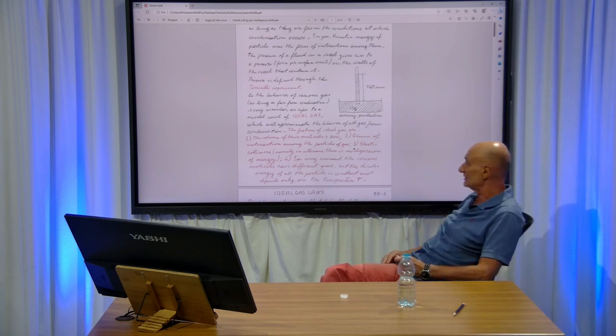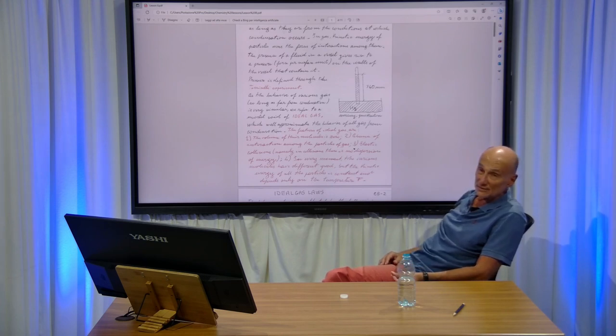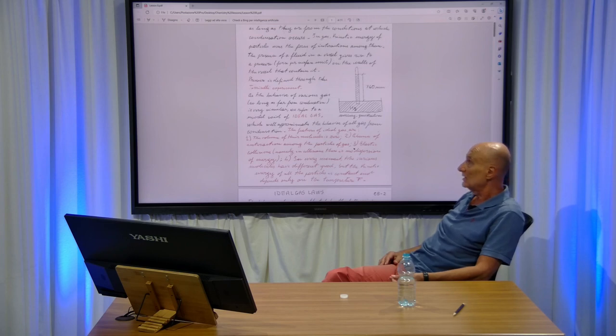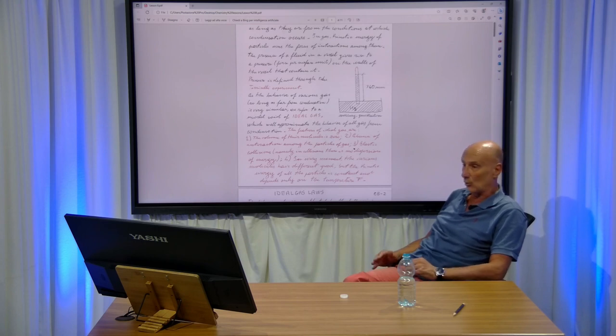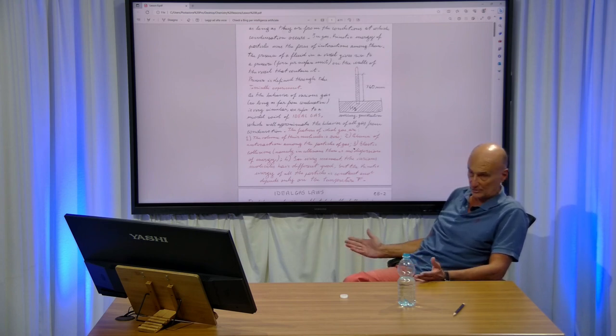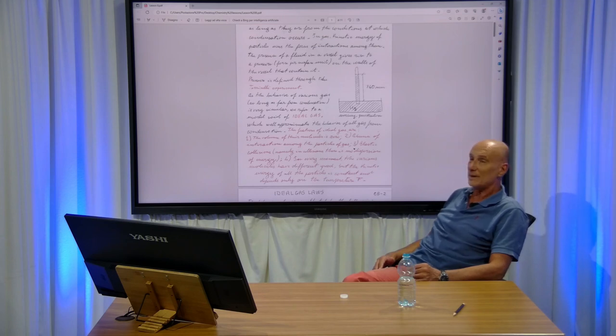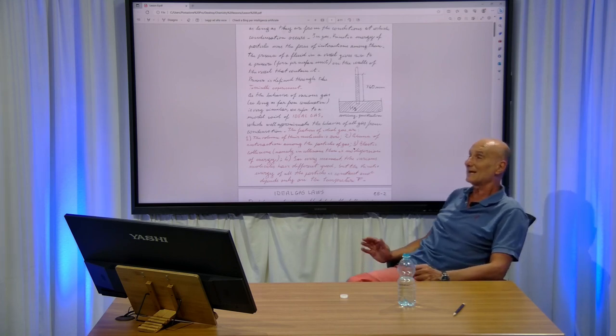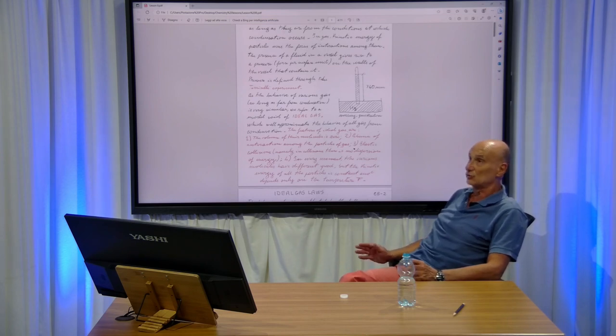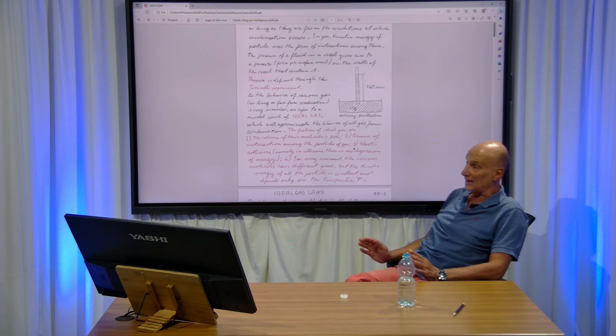Let's see what it means. The volume of the molecules is zero. Obviously, it cannot be true, because even though the molecules of a gas are quite small, they always have some volume. So we may say, which is more realistic, that the volume of the molecules of the gas can be neglected with respect to the total volume available to the gas, okay?